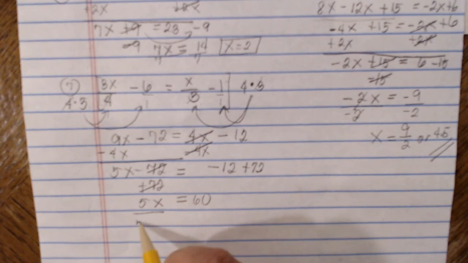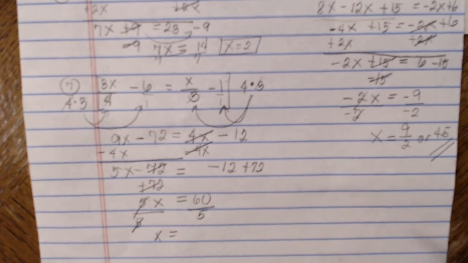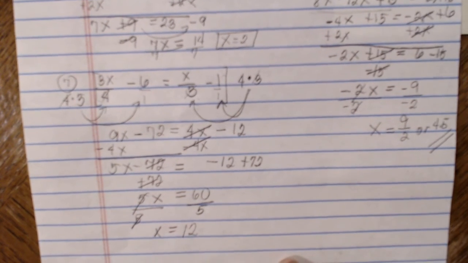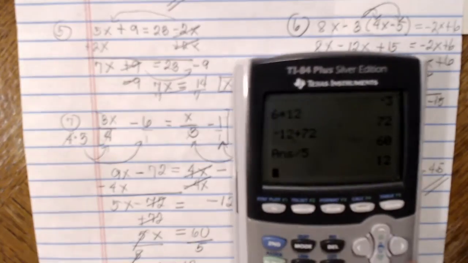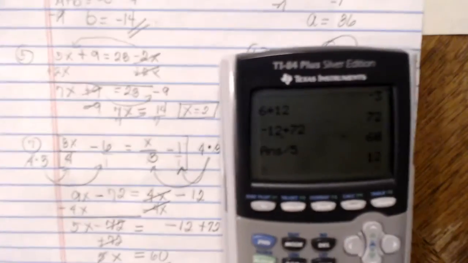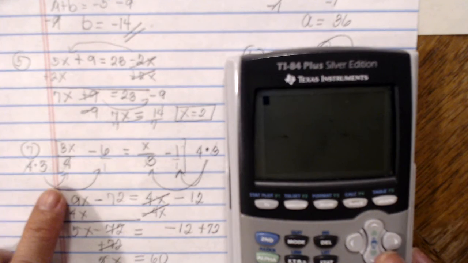Now divide by 5. So 5 will cancel. So divide also the other side. Well, 60 divided by 5 will give you 12. So x is 12. And let's see if we're correct. We plug in the original right here. So let's see if we're going to get the left side equal to the other side.